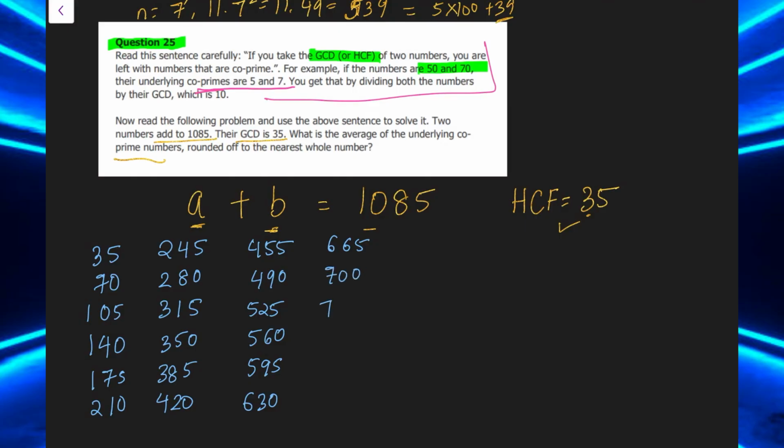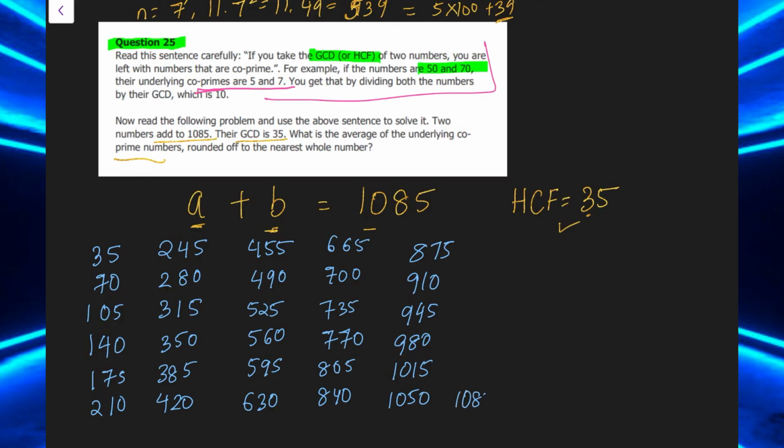Already on 700, 735, 770, 825, 840, 875, 910, we're almost there. 945, 980, 1015, and the last 1050. The last one is 1085, of course, but then we can't have two numbers.